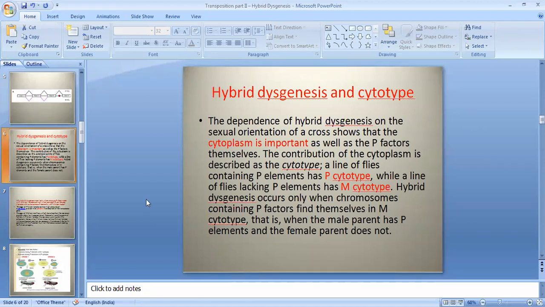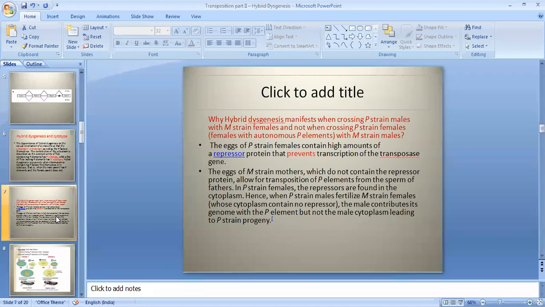So we have already discussed this P cytotype and the M cytotype. Hybrid dysgenesis occurs only when chromosomes containing P factors find themselves in M cytotype. So up to this, is it clear? Yes, sir. Okay, just follow the next slides.